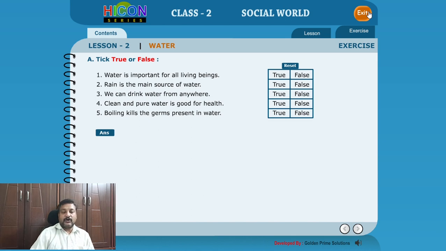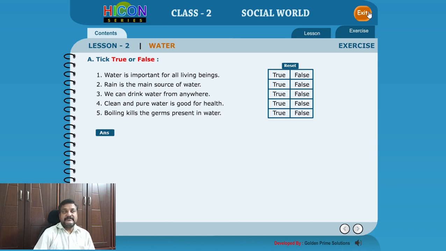We need to go through all the 5 sentences and read them and match the idea that is expressed in them with what we have learned in the lesson. If they match, we need to tick true. If they do not match, then we need to say false. Now the first one is: water is important for all living beings.